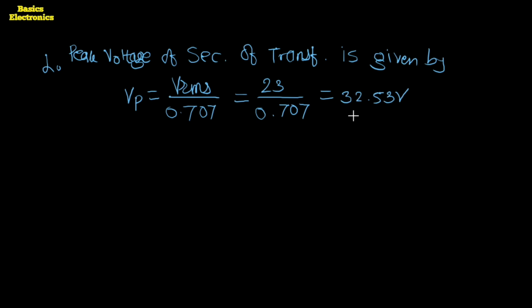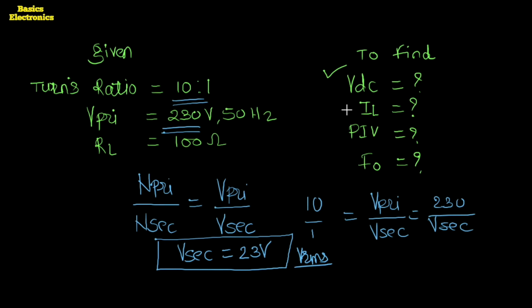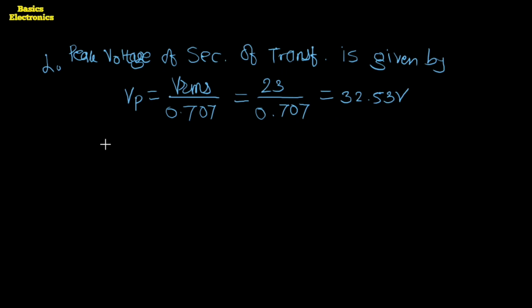Okay, this is 32.53 volts. Then next, what we have to find out? The peak voltage we calculated. We have to find out this VDC. So here VDC equals to, what is the formula? Vp upon pi.